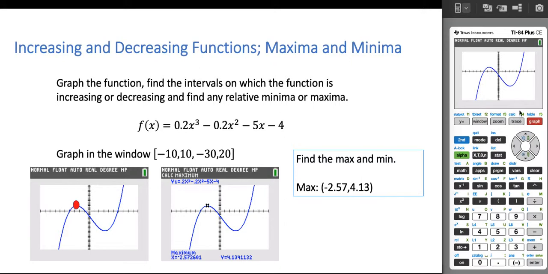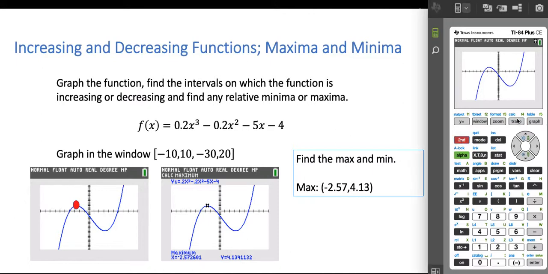So what you need to do is access this menu item right here, which says Calc. To get there, we're going to press second and the trace button. That pulls up the calculate menu. We're looking for the maximum, this red dot. So obviously the menu item we want is number 4. You can either type the number 4 or you can scroll down using the arrow buttons.